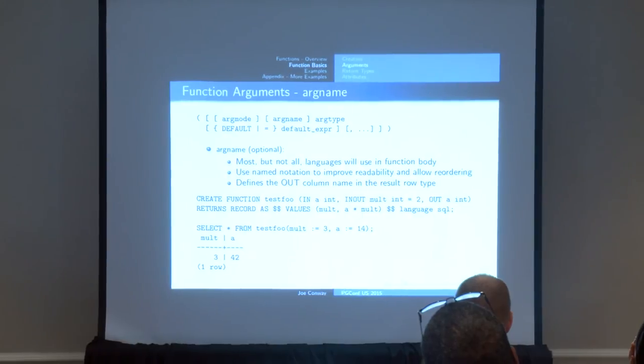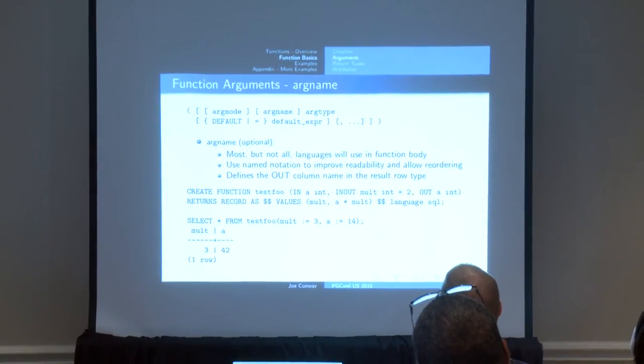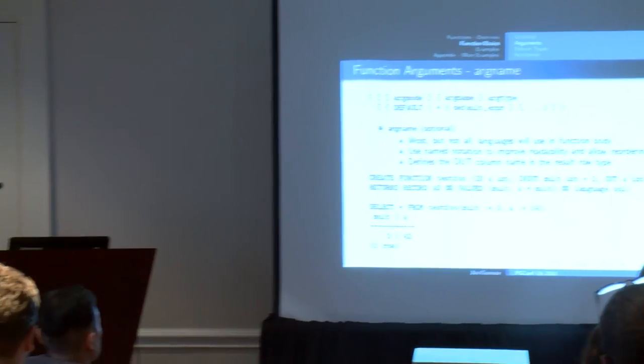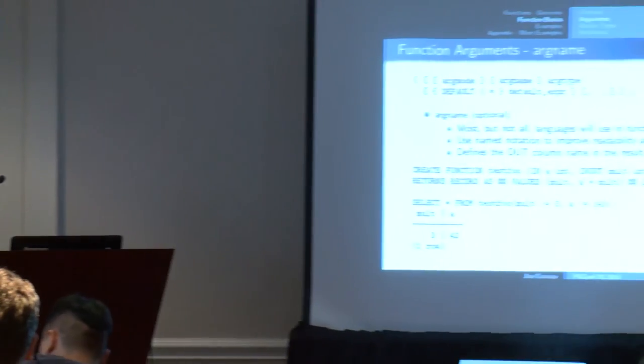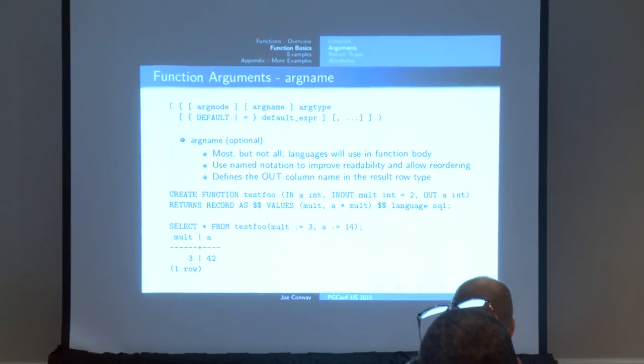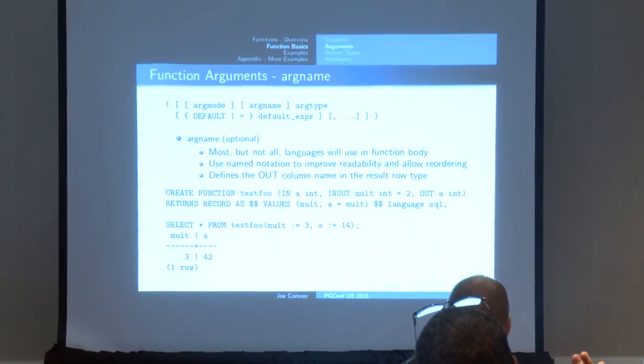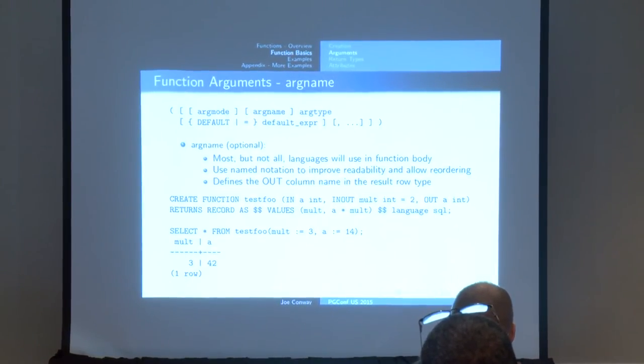So the next part of the function arguments is the arg name. Not all languages necessarily have to support this. If you go way back, none of them did. I forget when it was added, but I think it was added in 9.0 or 8.4. I think all currently supported versions of Postgres do support argument naming. What is different is that SQL functions only started accepting argument names about 9.1. But PL/pgSQL could take argument names in 9.0.